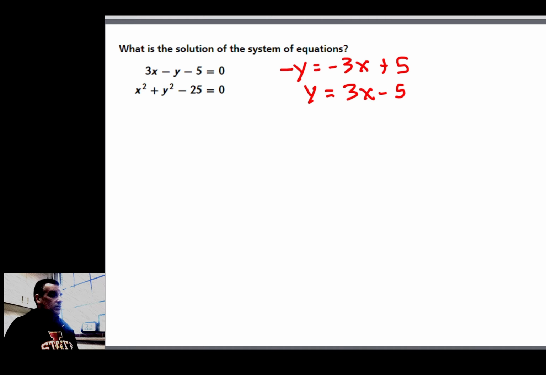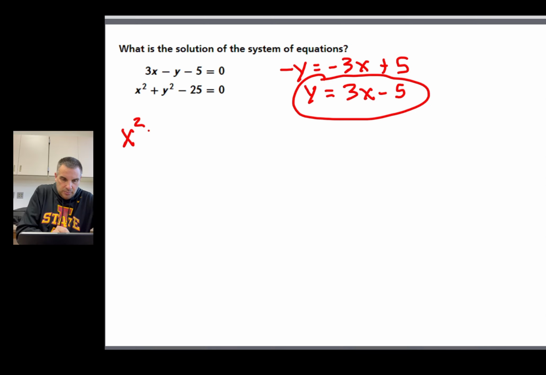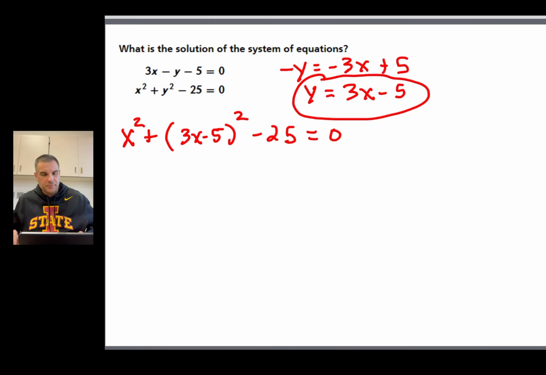Okay, so now we know our y value is equal to 3x minus 5. So now we go into that second equation, the actual circle one, and anywhere in that equation that we see a y, we're going to replace it with 3x minus 5. So that gives us x squared plus, in parentheses, 3x minus 5 squared, and then we still have the minus 25 equals 0.